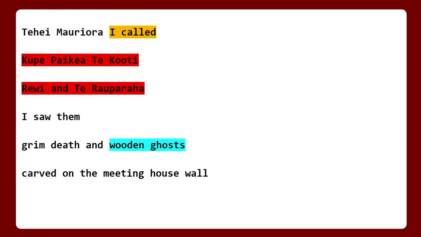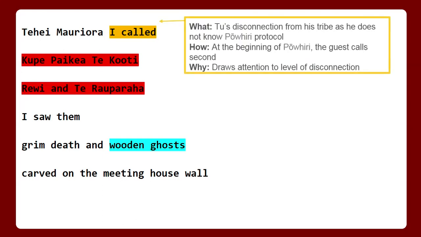So that first line, Tihei Moriora, I called. So what is that showing? What is it showing us? Tu's disconnection from his tribe as he does not know powhiri protocol. So at the beginning of the powhiri, the guest calls second.